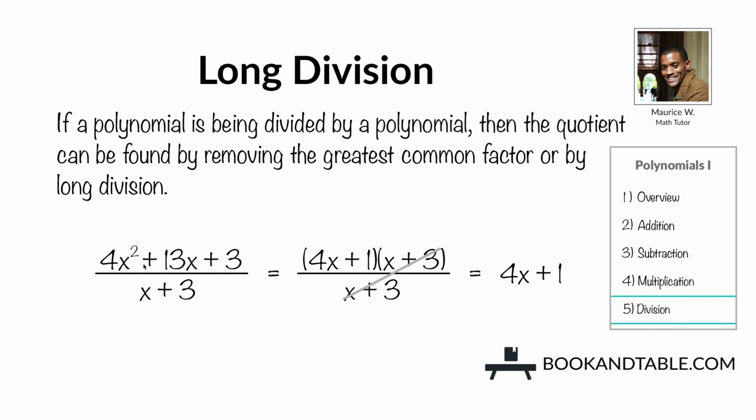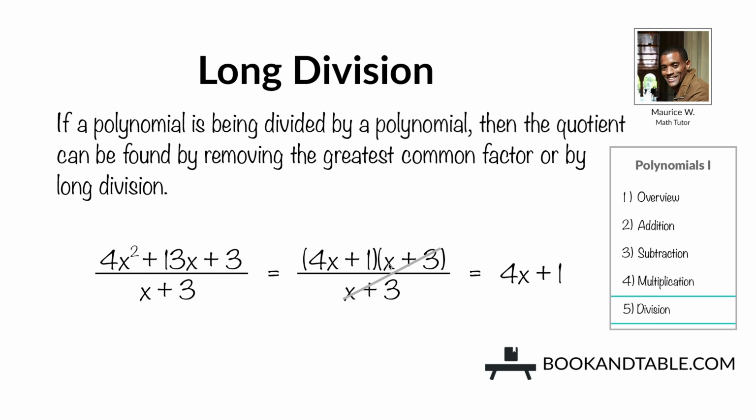This can be simplified by breaking up 4x squared plus 13x plus 3 into two factors, 4x plus 1 times x plus 3. And this factor in the numerator, x plus 3, cancels out x plus 3 in the denominator, leaving you with just 4x plus 1. So that is how you would find the quotient through factoring.